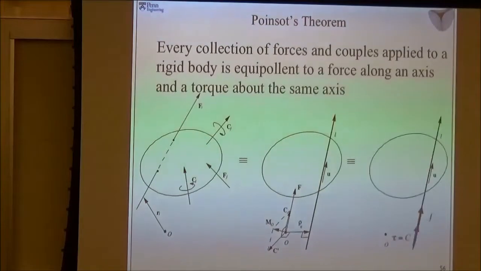Poinsot's theorem basically says that no matter what collection of forces and moments, or couples, you have acting on a body, you can always represent it as a pure force and a pure couple, such that both of these are parallel. And there's a unique line of action, except in some degenerate cases. So you can always do this. So the object of interest in terms of statics is really this screw axis.